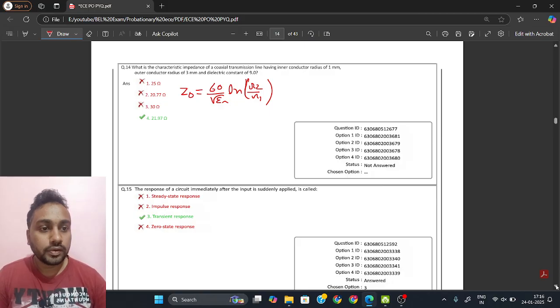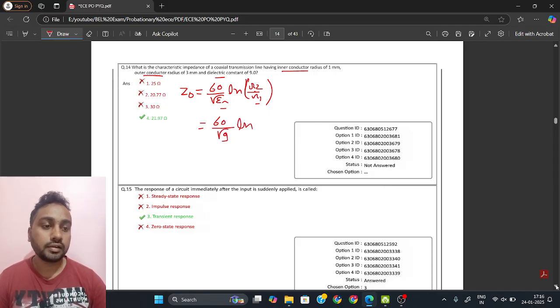Okay. So here, epsilon r is your dielectric constant. R2 is the radius of the outer conductor, and R1 is the inner conductor radius. So we have everything. We just need to put 60 divided by root 9, and R2 is 3, and R1 is 1.